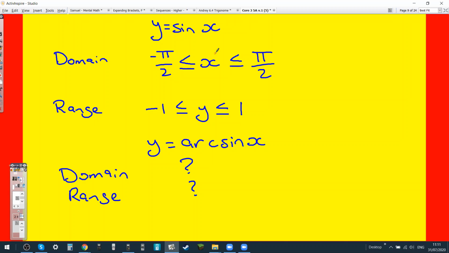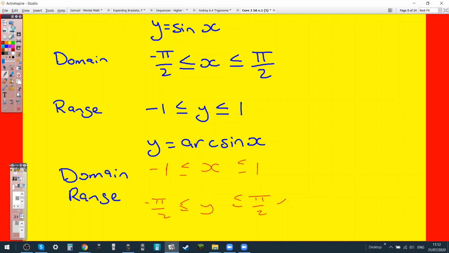Okay, y equals sine x. This is the domain and range. Domain is possible x values, range possible y values. What is the domain and range for arc sine x? Is the domain minus 1 is smaller or equals to y is smaller or equals to 1? Very close. Domain is for the x. All right, sorry. And then the range will be minus pi over 2 is smaller or equals to y is smaller or equals to pi over 2. Yeah. You literally swap the x with the y. That's it.